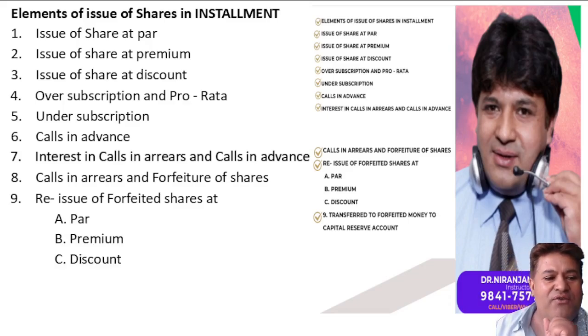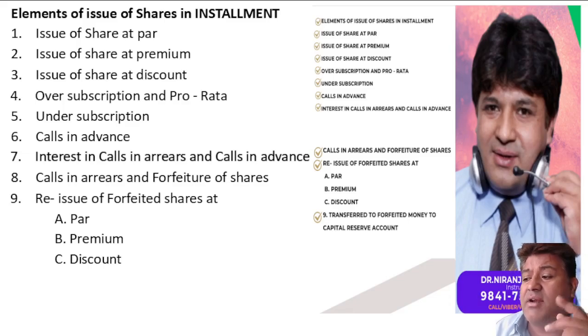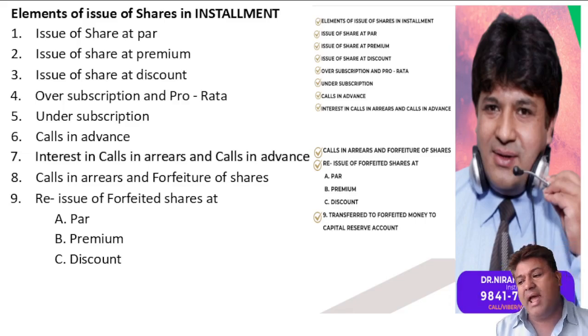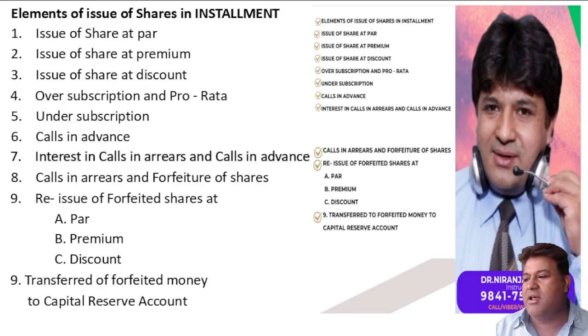Next is reissue of forfeited shares. If you reissue the shares, you can reissue them at par, premium and discount again. And after reissuing forfeited shares, the forfeited money that is safe for you will be transferred to your capital reserve account, and this will be the last concept of this chapter.